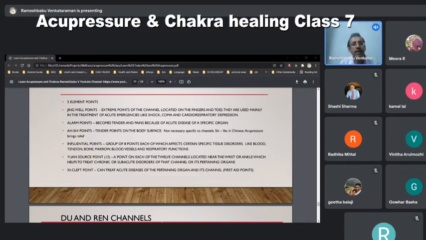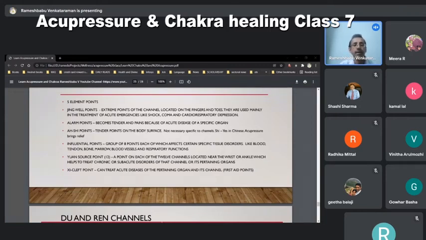So there are certain points which help you treat certain disorders of a particular thing. Those are called influential points. Then Yuan source points, which I think we discussed earlier also. A Yuan source point is a point on the 12 channels near the wrist or ankle, right? They help you treat diseases which are chronic in nature, or subacute. Subacute means it is going to really become a problem in the future.